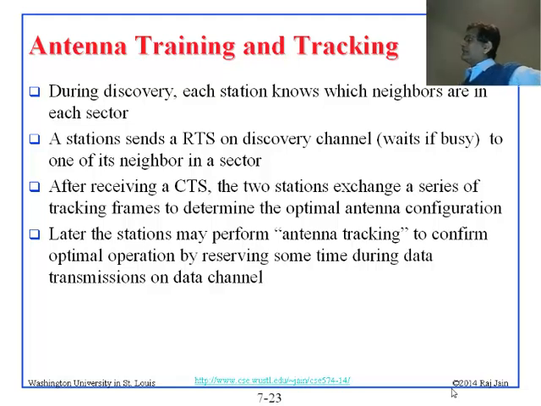After receiving a CTS, the two stations exchange a series of tracking frames to determine the optimal antenna configuration. So after you say, okay, I'm clear to send, it means I'm ready to receive yours, then we align the antennas. Later, the station may perform antenna tracking, which we already talked about, to confirm the optimal operation by reserving some time during data transmission on the data channel. So this should all be clear by now, right? Basically, same way as before, we find the optimal configuration for transmission. We do the transmission, but while transmitting, we calculate the error rates. And if the error rates are too high, then we do something.